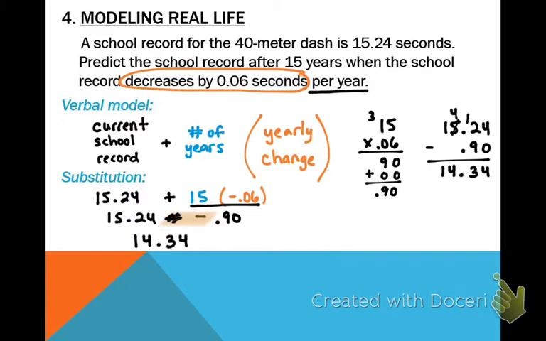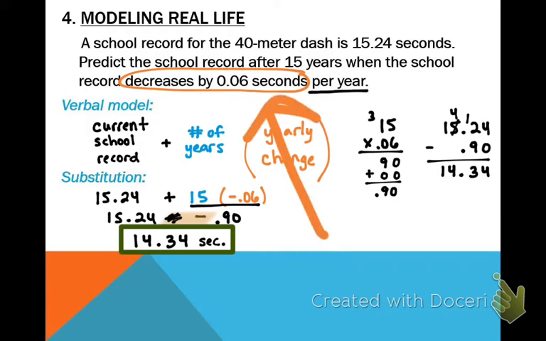Okay, now it's a modeling real life problem, so I need units attached at the end. I want you to look carefully to see if you can figure out what those units would be. Okay, some people said seconds, some people said seconds per year. Here's what it asks you. Predict the school record. The record right now is 15.24 seconds. So the answer should be 14.34 seconds. I'm not asking seconds per year. If you notice up here, it already told us how much it decreased per year. I want to know what the new record is. So the new record would be 14.34 seconds. Okay? And that is the end of our lesson for 2.4.